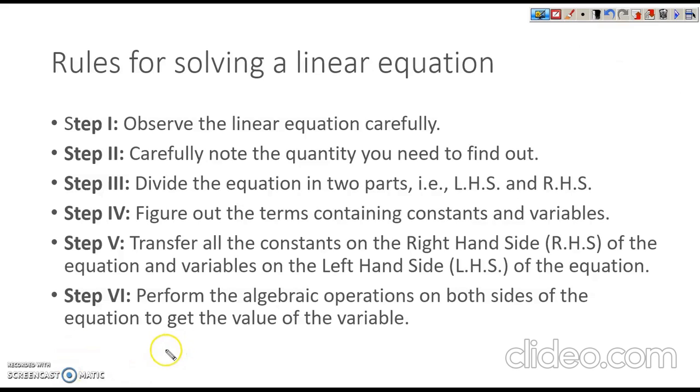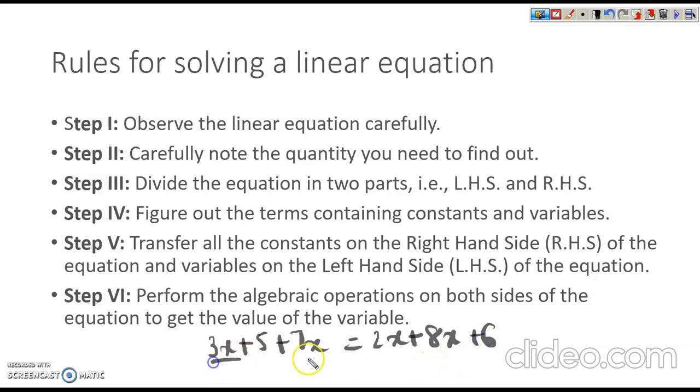Suppose it's given 3x plus 5 plus 7x equals 2x plus 8x plus 6. Now here we can add the like terms, 2x and 8x. Our second step says that we can subtract the same number from both sides, but in this equation there is no subtraction. So we can add, we cannot subtract.